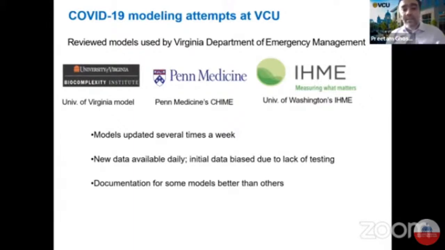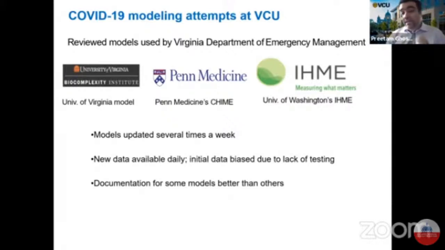So these models were updated several times a week, with real-time data coming in. Initial data was biased because of the lack of testing. So you'll have to understand that the infection counts that we use in terms of training our models are a biased number if there is not enough testing happening, right? And in the United States, just like in many other countries, the amount of testing towards the beginning was actually quite low, right? Which made a lot of this initial data biased and made the model predictions really go haywire, okay?